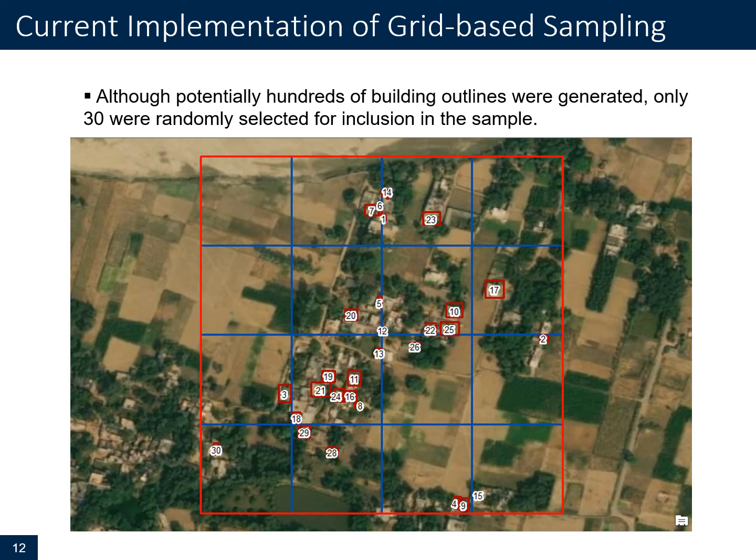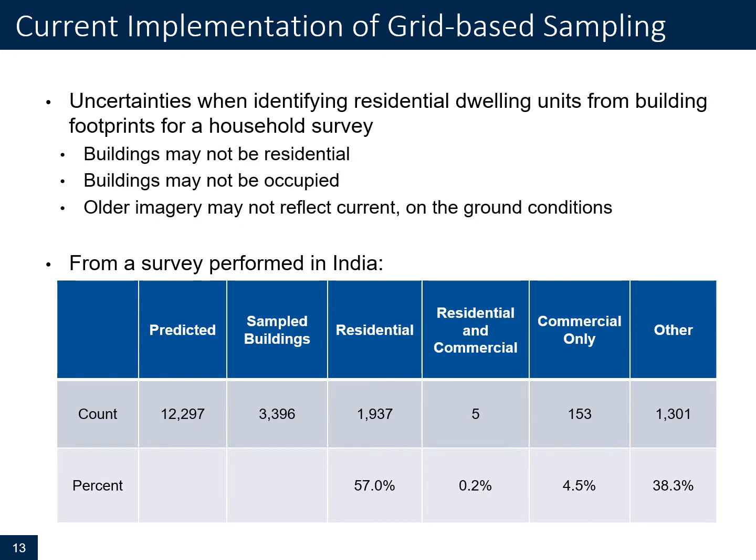There are uncertainties when identifying residential dwelling units from building footprints. The buildings may not be residential, or they may not be occupied, and the use of older imagery may not reflect current on-the-ground conditions. As you can see from this table that we created from a survey performed in India, of the 3,396 sampled buildings, 57% of those turned out to be residential. We accounted for this in our design by selecting a higher number of buildings than needed to complete our survey.